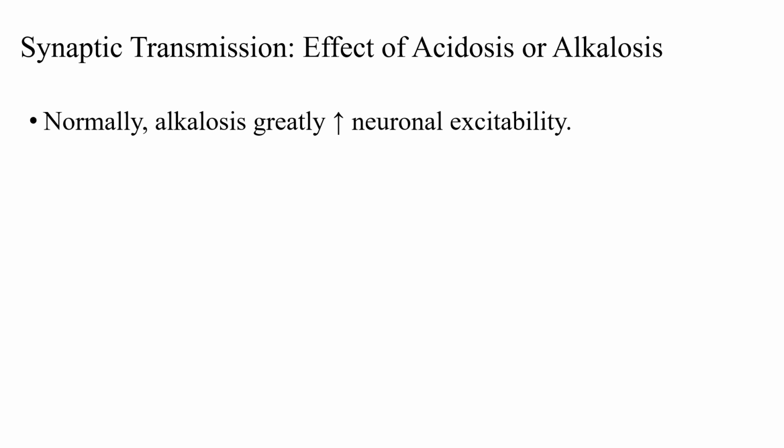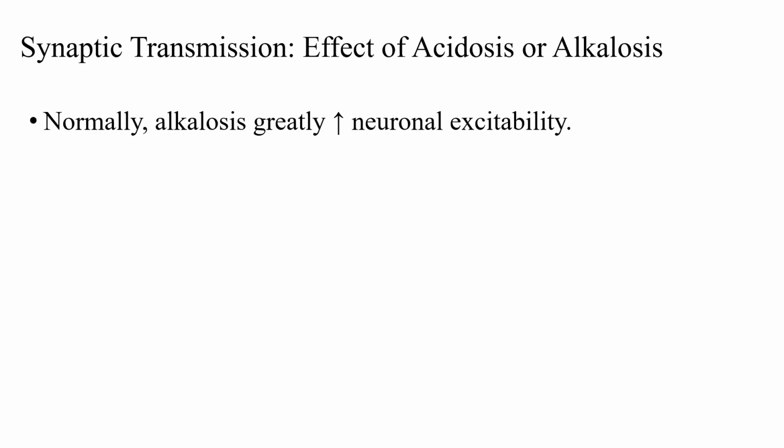Okay. Synaptic transmission, effect of acidosis or alkalosis. This is a very good thing. Many times we are getting acidosis or alkalosis, meaning a change in the pH of plasma. Generally, normal plasma pH is 7.35 to 7.45. If it is less than that, it is called acidosis. If it is more than 7.45, alkalosis.